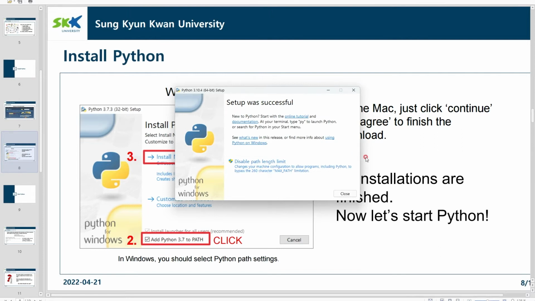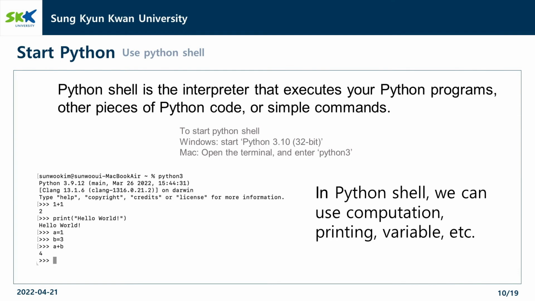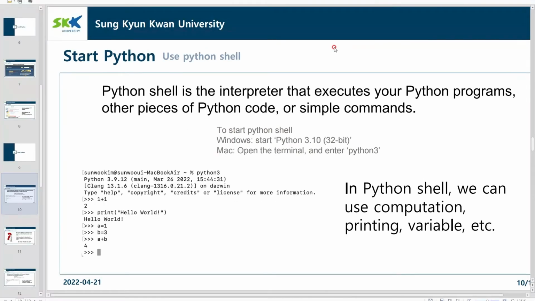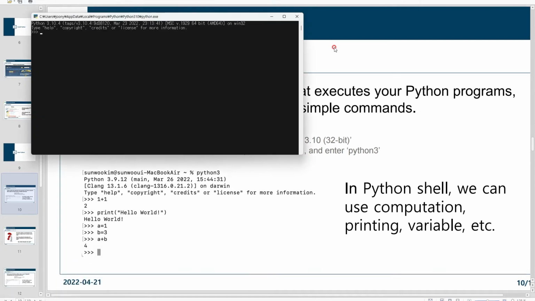Let's get started with Python. To start Python, we can use Python shell. Python shell is the interpreter that executes your Python programs, other pieces of Python code, or simple commands. To start Python shell, run Python program in Windows system. For example, on your keyboard, please push Windows key and R, and in here, enter Python like this and push enter. Then you can run Python shell. As you can see in here, this is Python shell.